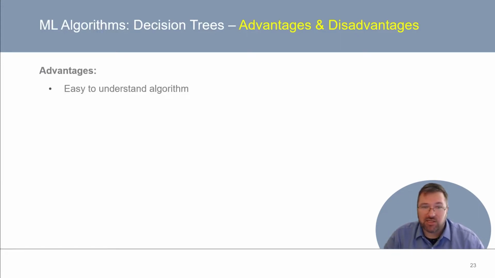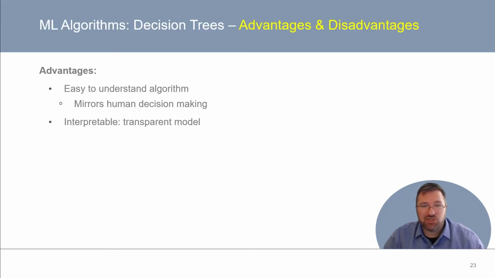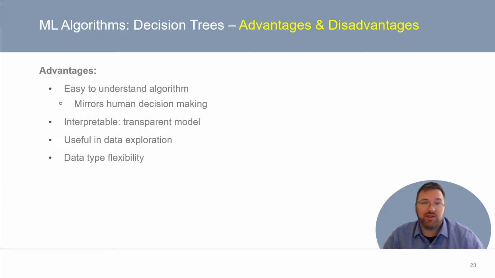The first advantage is that decision trees are pretty easy to understand as an algorithm in terms of how they work in training a model. This is likely because decision trees effectively mirror what might be considered human decision-making. Further, decision tree models are widely regarded as interpretable or transparent, which is the opposite of being a black box. Also, they are a fast and useful tool for data exploration, and they can flexibly handle different data types and outcomes. However, arguably they are better suited to classification than regression.